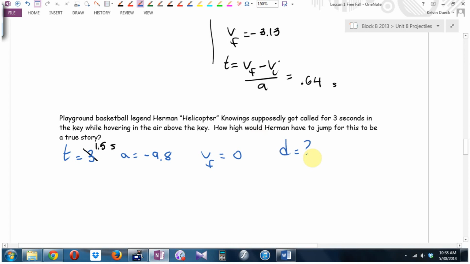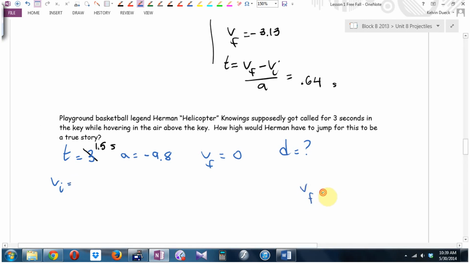Do I have an equation that has D, VF, A, and T in it? You know what? This is going to be a 2-step. What can I find right now? I think I can find VI. Ignore the D. Is there an equation that has time, A, VF, and VI in it? Yeah. Get the VI by itself.